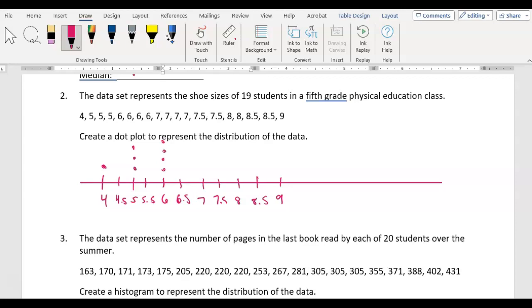We have 1, 2, 3, 4 sizes 7. We have 2 7.5s. It's Miss Lee's shoe size. We have 2 8s, 1 8.5, sorry, 2 8.5s, and 1 9. All right, so that's what your dot plot should look like for this distribution of data.